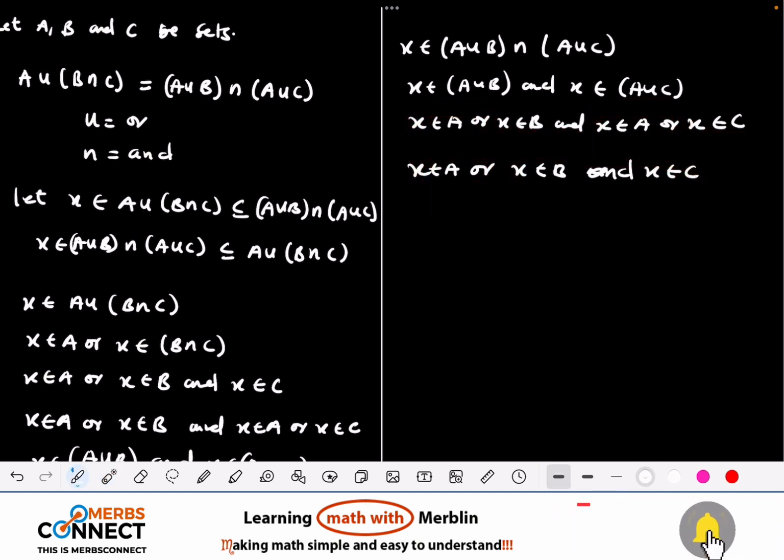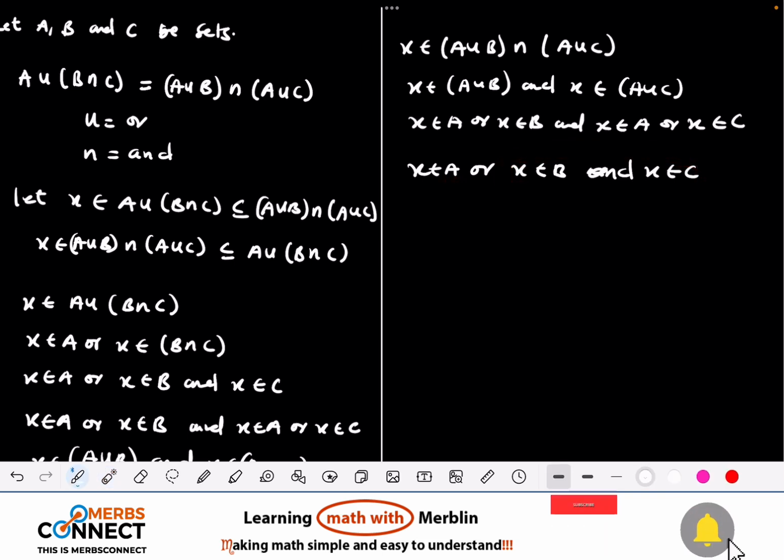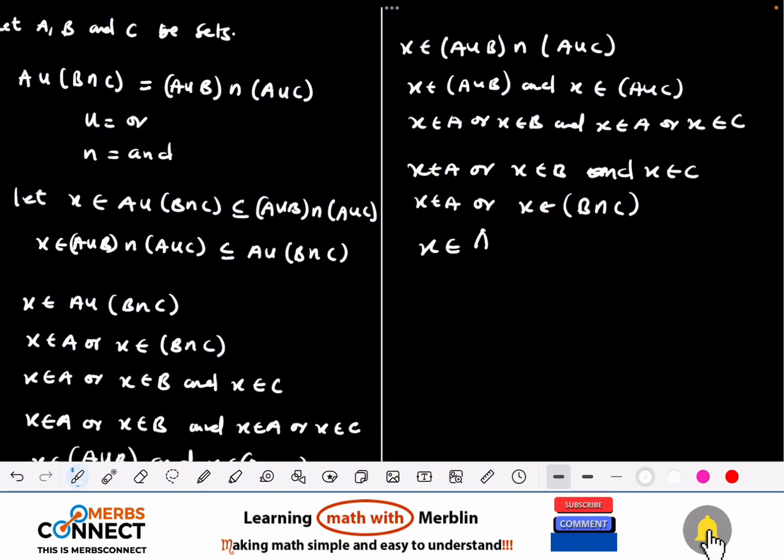So now, what can we see from here? We can see that B and C are in brackets. So make sure that we work with this one before we come and apply this one. So we are going to have X belongs to A, or, now I factor this one out, and it will be left with B intersection C. As we are putting them together, we need to change the and to intersection. Then finally, I can factor this and this out, and this is going to give us X belongs to A, then the or changes to union, and then we have B intersection C.